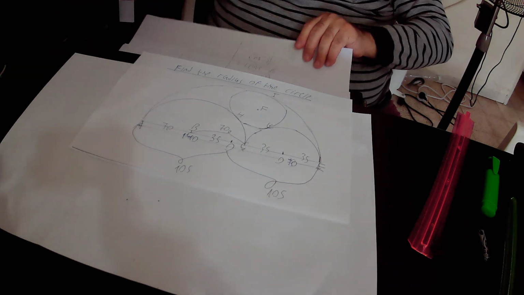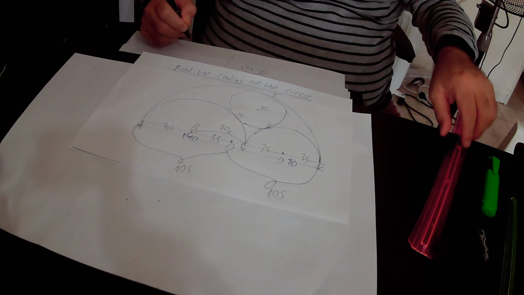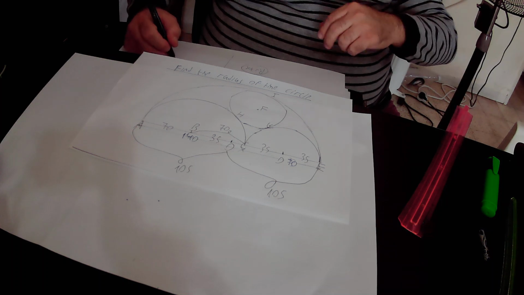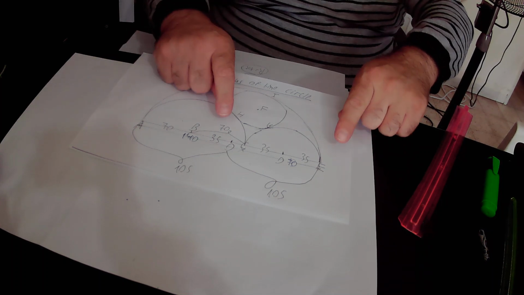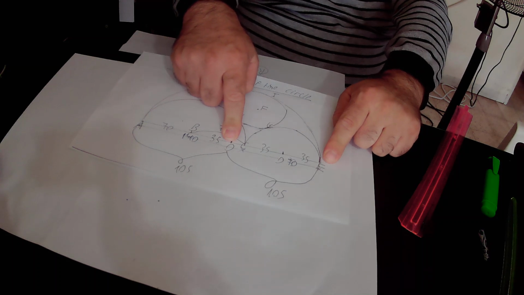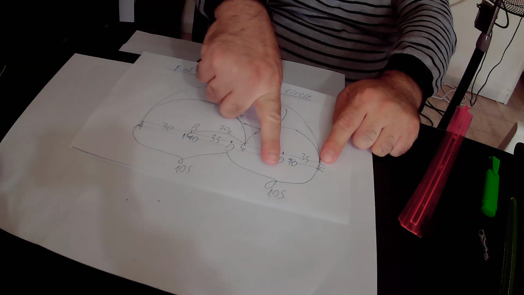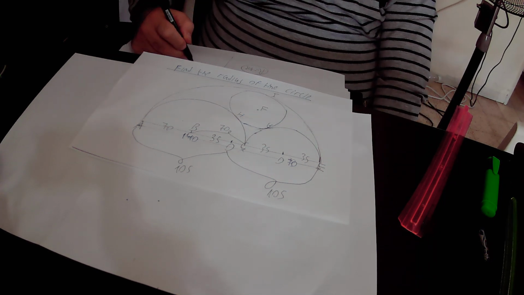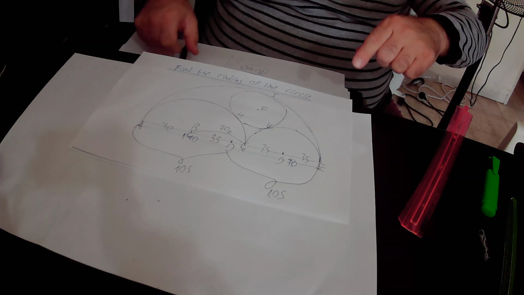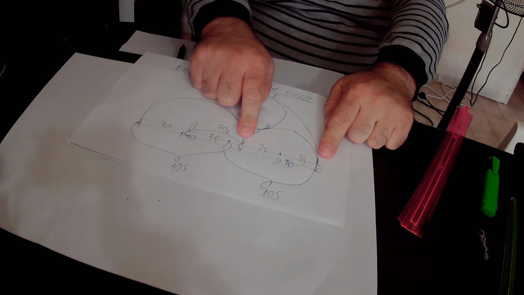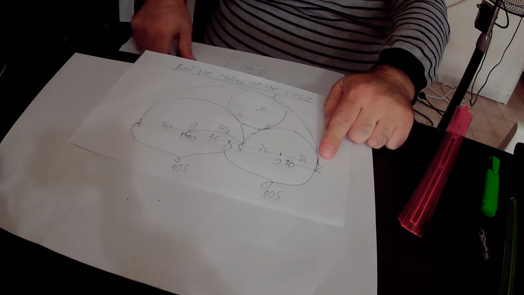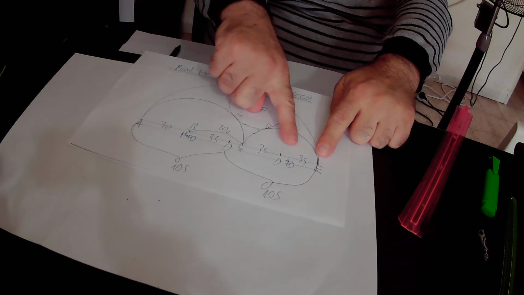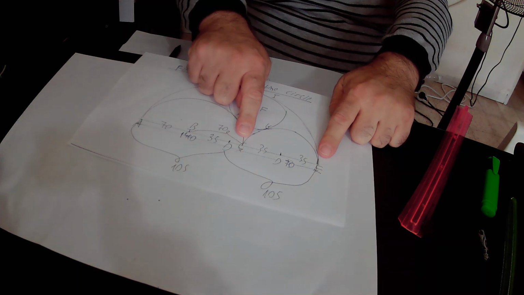So OC equals OE minus CE. OE is the radius of the biggest semicircle, that is equal to 105 units. So we substitute OE by 105 units. CE equals 35 plus 35, that is 70 units. So we substitute CE by 70.